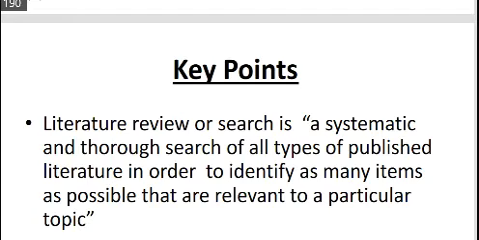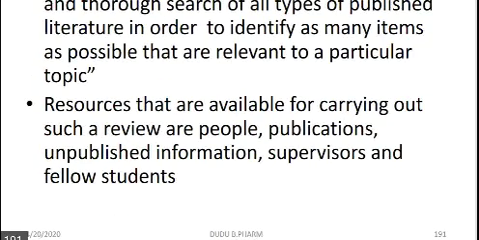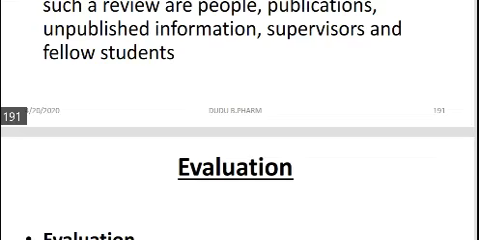Now let's see the key point. A literature review or search is a systematic and thorough search of all types of published research or literature in order to identify as many items as possible that are relevant to a particular topic. Resources that are available for carrying out such a review are people, publications and published information, supervisors, and fellow students.